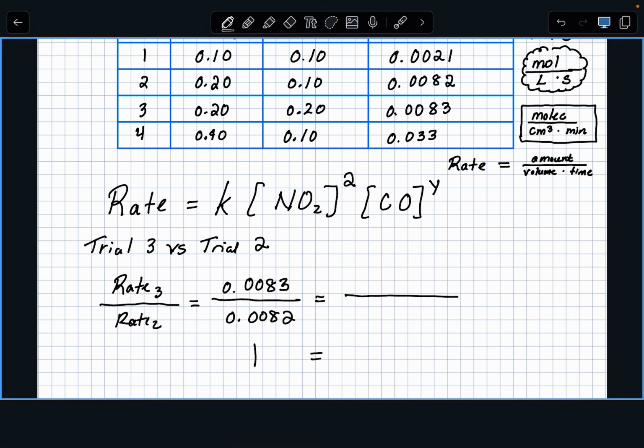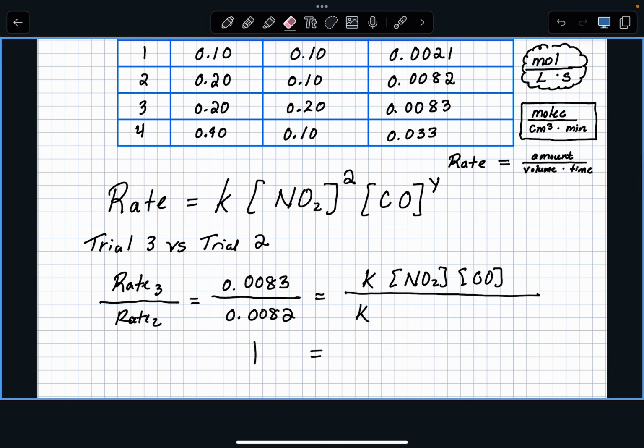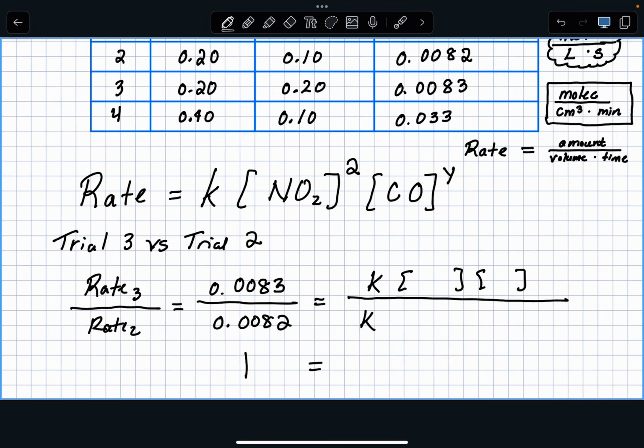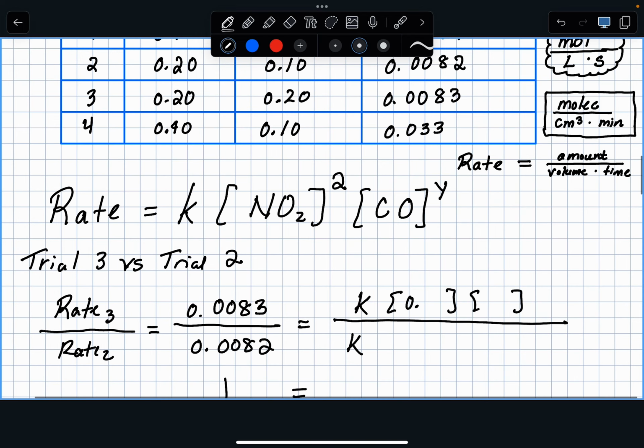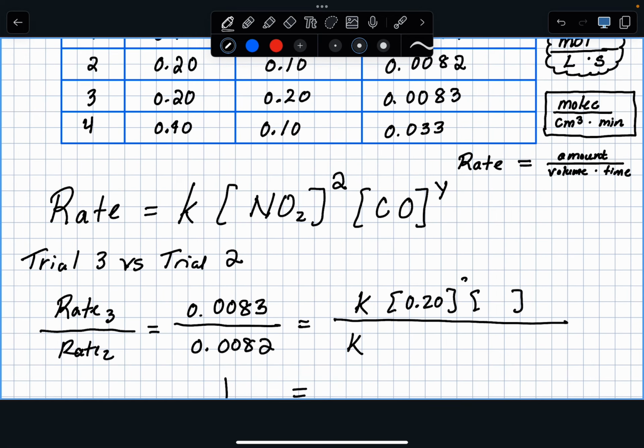And then you're going to compare again the rate constants, and then NO2, and then CO. And then we know the numbers. Just trying to show you quickly here, we're going to have the 0.2. And now we know it is squared, but then it doesn't really matter because it would have been removed from the equation anyway. And then 0.2 and then 0.1 to the y.